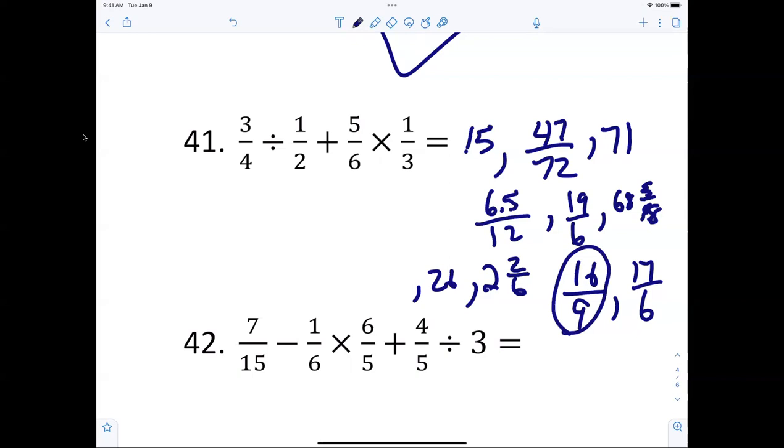Next, Mallory. I wasn't here yesterday. Go. 5 over 18. 5 over 18. Someone who wasn't here probably got the right answer, correct? 5 over 18.